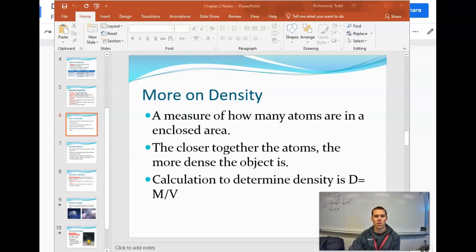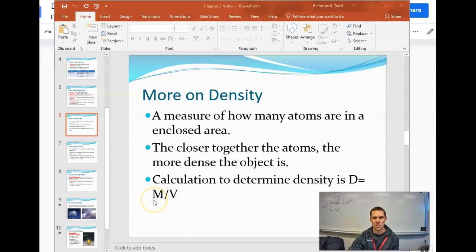But before we have a look at that assignment, let's take a look at your PowerPoint notes, which cover density as a physical property. How we define it is the measure of how many atoms are in an enclosed area. The closer together those atoms are, we consider the object to be more dense or greater density. Another way to think of it is it's a ratio, really. Density is just a ratio of how much stuff, matter, is compared to how much space that object is taking up, how much volume it has.